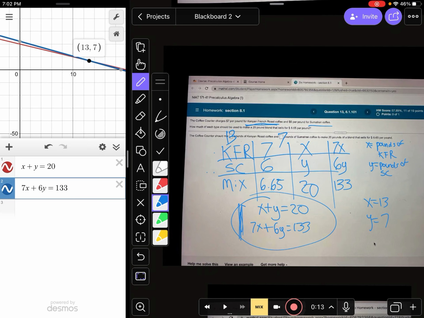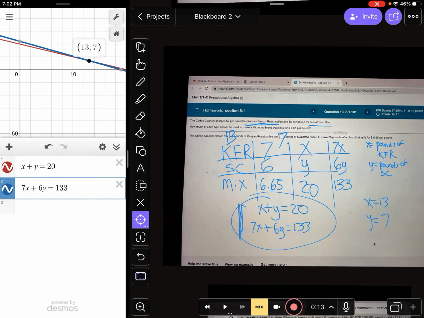And always do a little quick check. X plus Y should be 20. Well, 13 plus 7 is 20. And of course, if I put in 13 here and 7 here and add these together, it should be 133. And there's no reason to doubt that it will be. And it is. So we're good. That's your answer. 13 and 7.